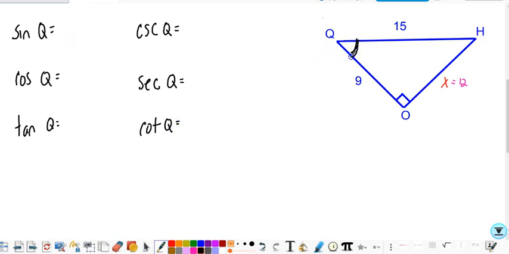And so here's the sine, here's angle Q. So 12 is opposite, 9 is adjacent, and 15 is the hypotenuse. So sine is 12 over 15, cosine is 9 over 15, and tangent is 12 over 9. All the reciprocals.